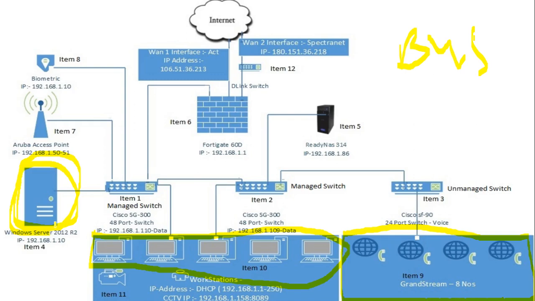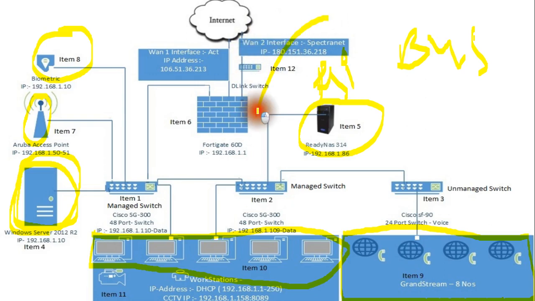I need one storage also. Network storage, so that is also there. I need one wireless, that is also there. I need one biometric for employee management, that is also there. I need one primary internet connection, and a secondary line also, that is backup. So I have two ISPs. At the same time, this is ISP one and this is ISP two.